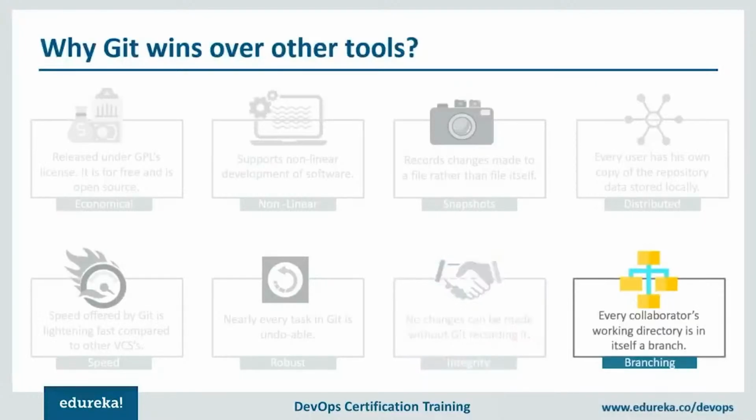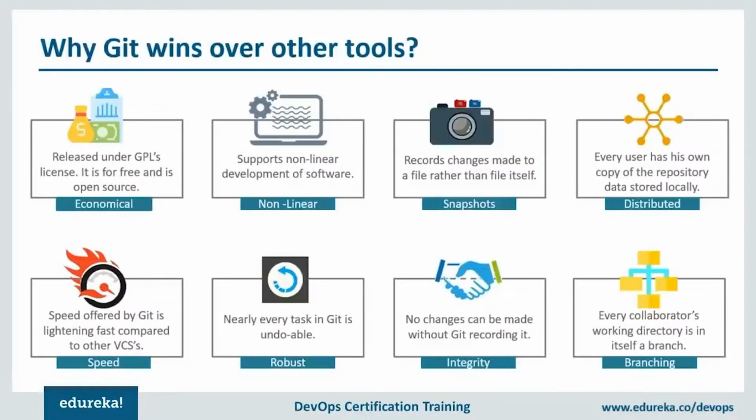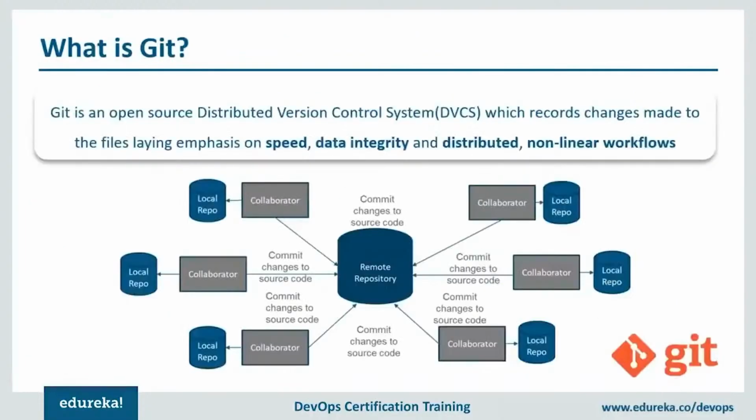And finally, in the list, we have branching. Git offers branching, so every collaborator's working directory in itself is a branch. Git offers non-linear development, that is parallel development, and it also offers branching. So guys, these were some features of Git because of which Git wins over the other tools. Now that I've told you so many features about Git, let me tell you guys what exactly Git is.